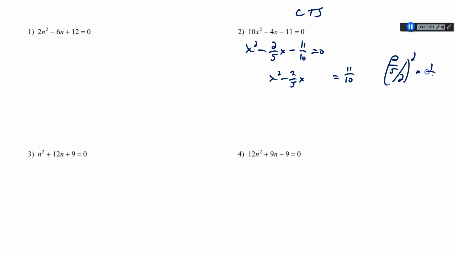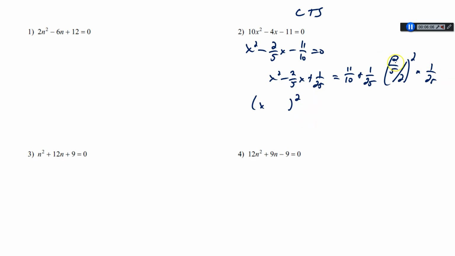So 1/5 squared is 1/25. Messy numbers on some of these, but you just got to get good at fractions. So we're adding 1/25 to both sides. All right, so the left side now we're going to factor. And remember, it always should be a perfect square.